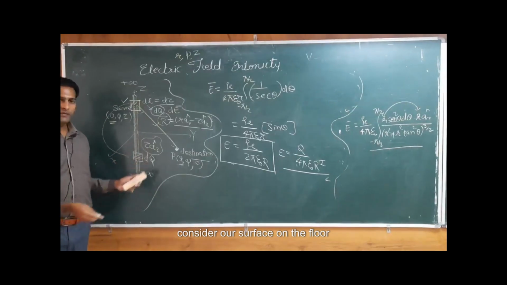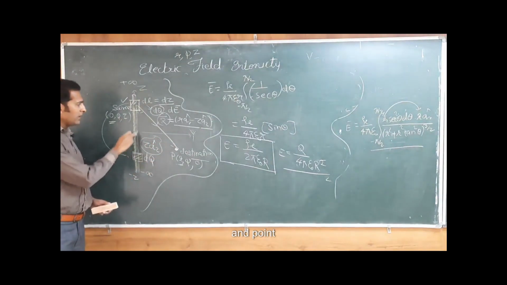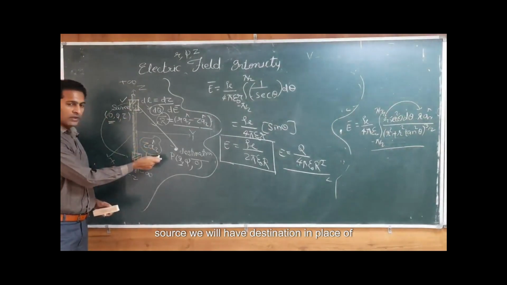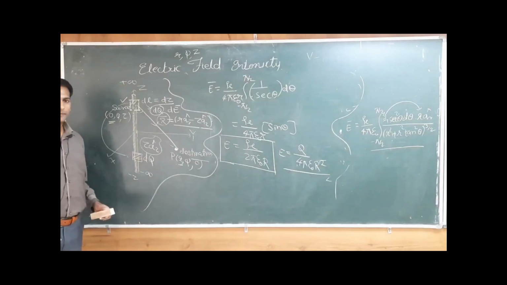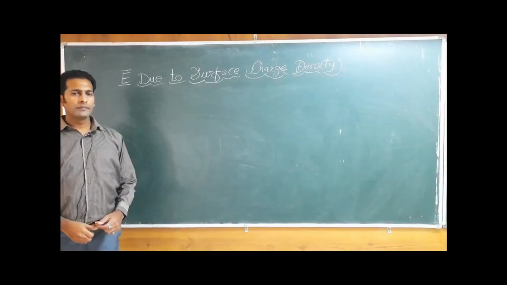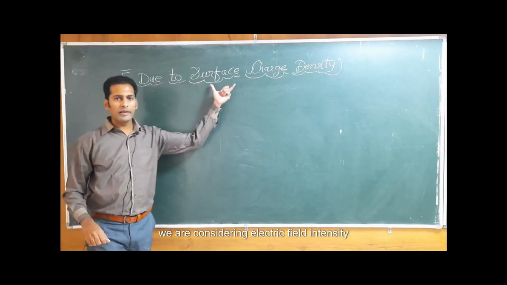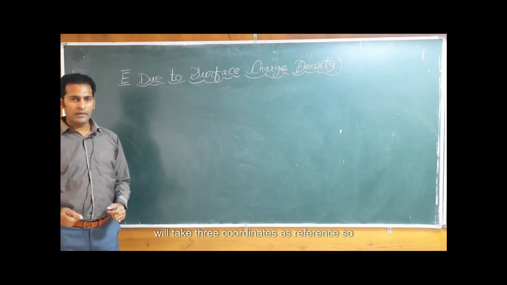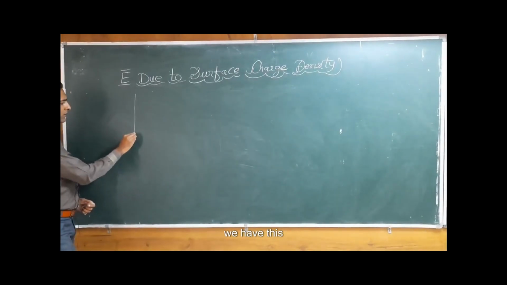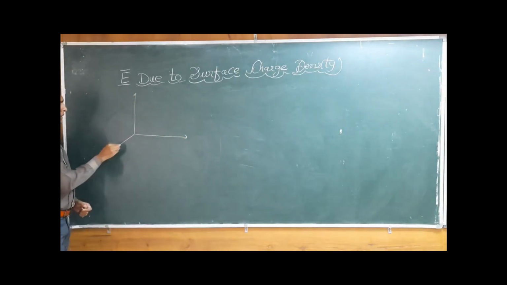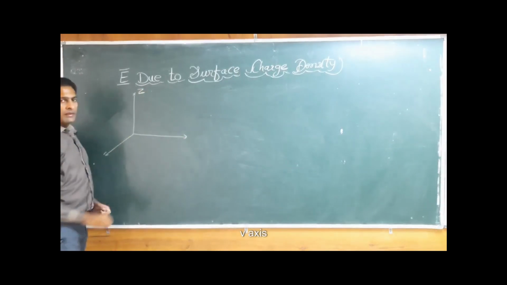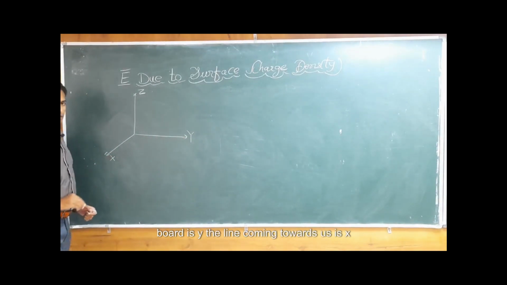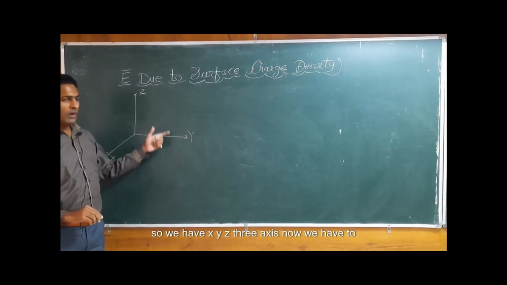So we will consider our surface on the floor and the point destination on this line. So in place of source we will have destination, in place of destination we will have source. Now we are considering electric field intensity due to surface charge density. So again we will take 3 coordinates as reference. Vertical is z-axis, the line below this board is y, the line coming towards us is x. So we have x, y, z, 3 axes.